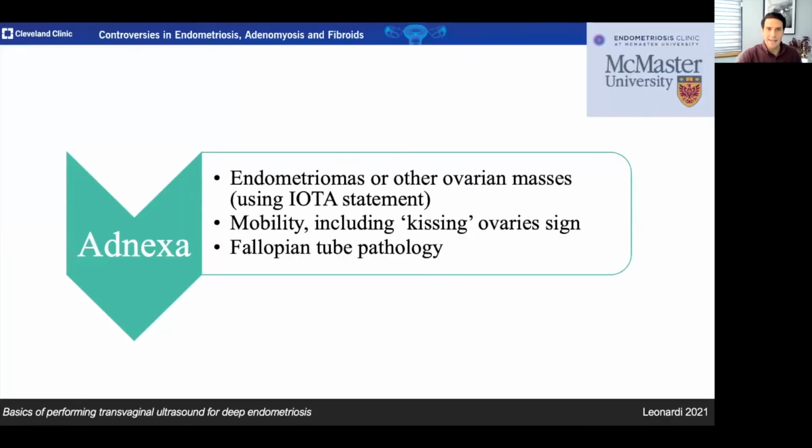Moving on to the adnexa, the ovaries will definitely be commonly involved in endometriosis with ovarian endometriomas, but may also have other masses. And so we prescribe the International Ovarian Tumor Analysis Group's statement on how to characterize ovarian masses. We also want to assess the mobility of the ovaries, and that includes the kissing sign. And finally, we want to assess the fallopian tube pathology, if present.